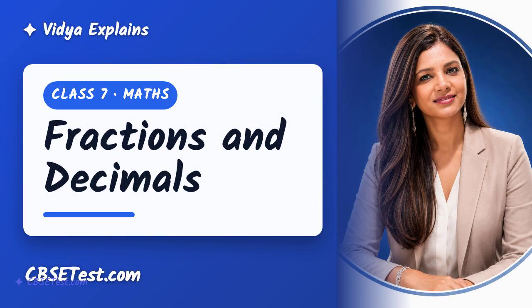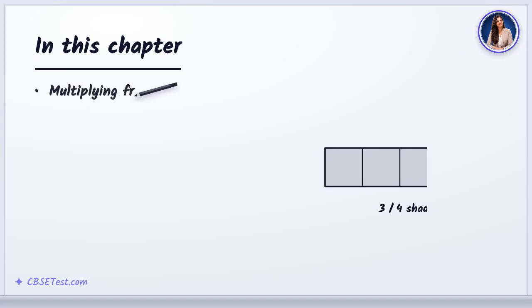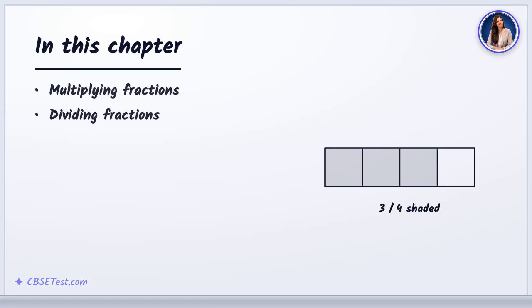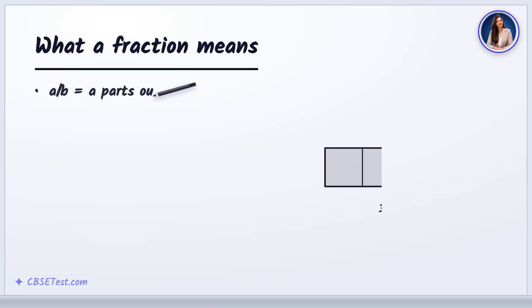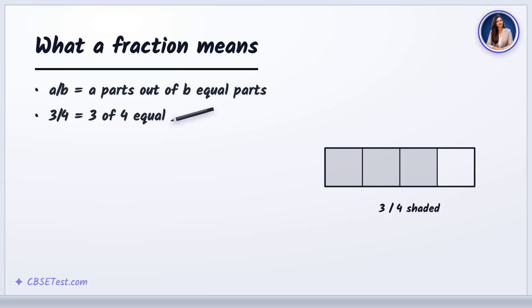Let's learn fractions and decimals together, step by step. Fractions show parts of a whole. We'll multiply and divide fractions and handle decimals with simple, reliable rules. A fraction A over B means A parts out of B equal parts. So 3/4 means 3 of 4 equal pieces. The top is the numerator, the bottom the denominator.